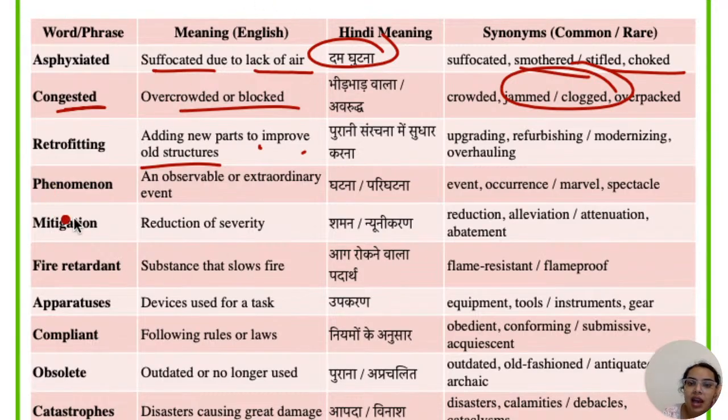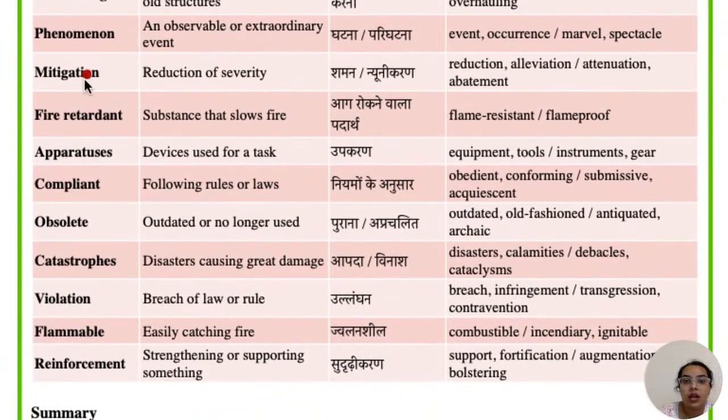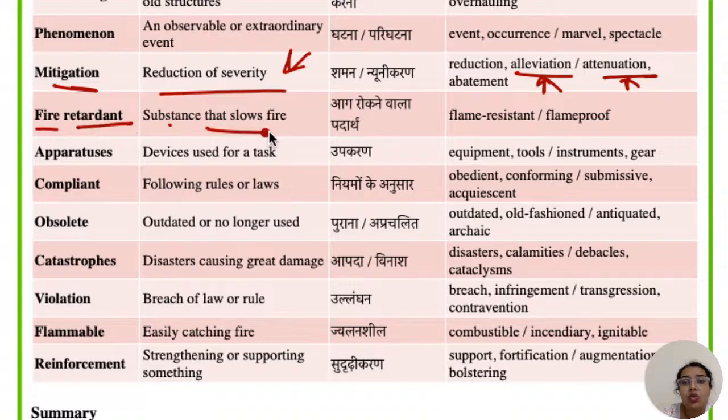Let's get back. Phenomena is any kind of event which is observable. So what do we get to see? An occurrence, some kind of spectacle. Then mitigation is reduction of severity. Abatement, some kind of alleviation, attenuation. So that is what we call mitigation. Fire retardant is a substance that slows fire, that is not fire friendly, something that is flame resistant, flame proof.